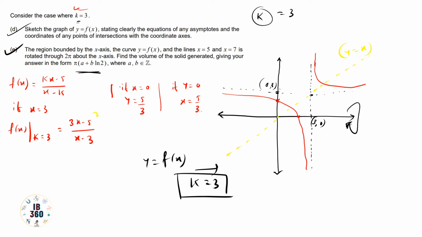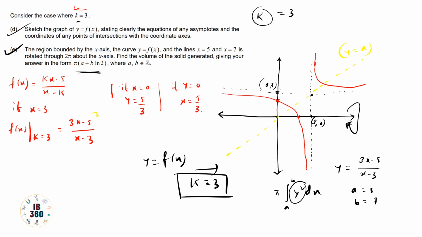Okay, so we have one formula for this: pi times the integral from a to b of y squared dx, when the graph is rotated about the axis. So y squared dx, and pi, as it is a constant, will be moved out of the integration. So a to b y squared dx. The y here is nothing but (3x minus 5) divided by (x minus 3), and a is 5 and b is 7.